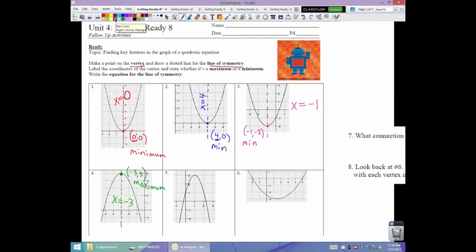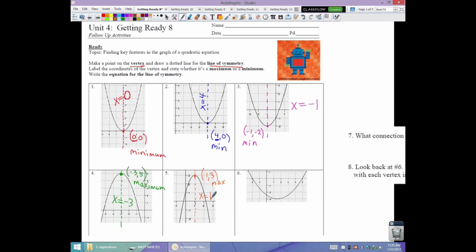Okay, so number 5, dot on the vertex, dash line for the line of symmetry. Coordinates are (1, 3), which this time again is a maximum because it is at the top of the parabola. And my equation for the line of symmetry is x equals, the x coordinate here, 1.